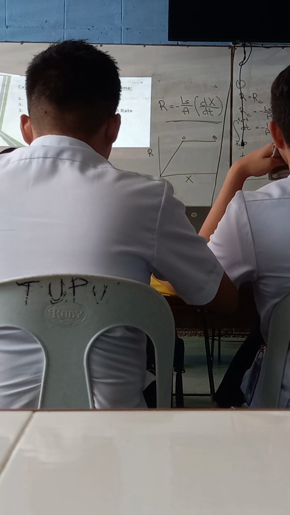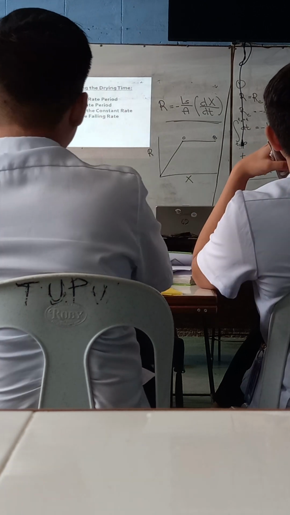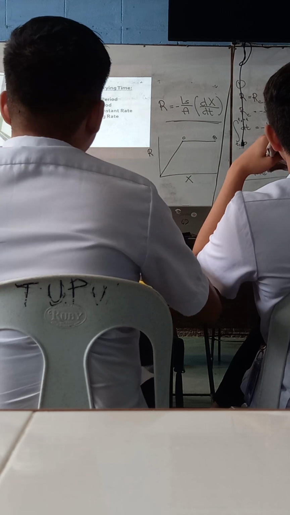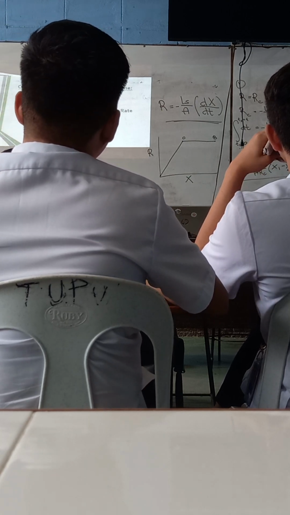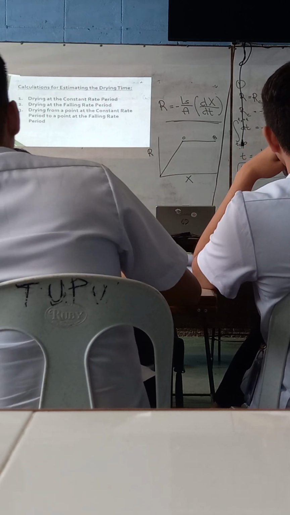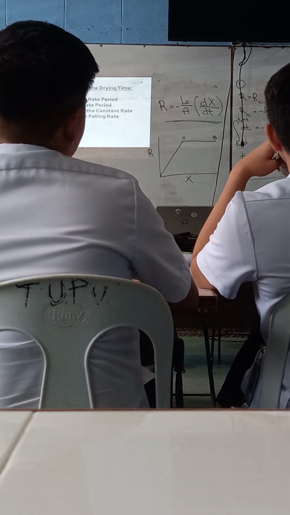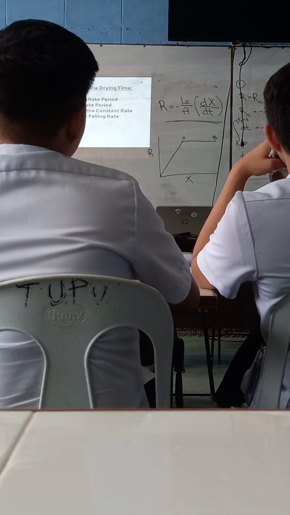So if you can notice there, ang falling rate na condition can be expressed as a linear equation. So ano gani formula natin sa line? Linear equation: y equal to mx plus b.